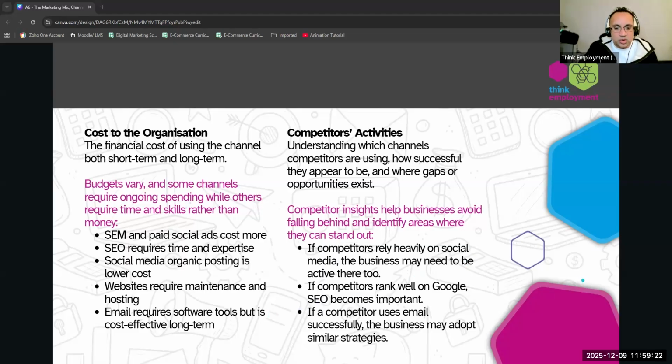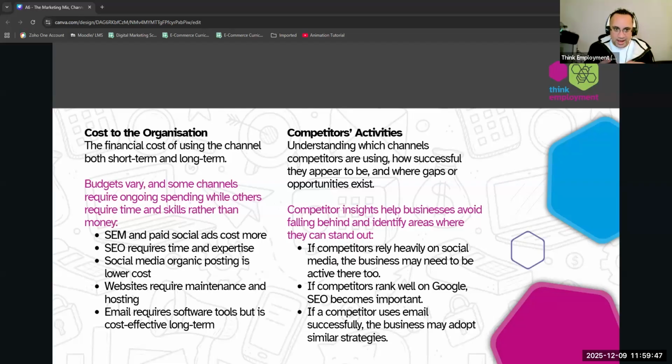Competitor activities, which we've talked about, is also something that you need to think about when choosing your channel. So all of these things are important when you're choosing the channel by which you're getting the digital information, which you can use to improve your business. Competitor activities, cost to the organization, speed of communication, and also communication with your audience. How are you going to communicate?